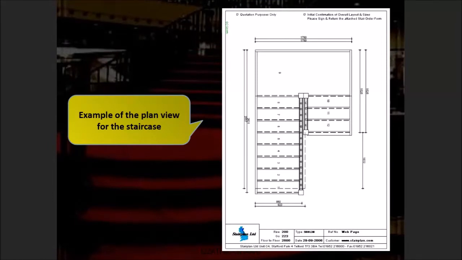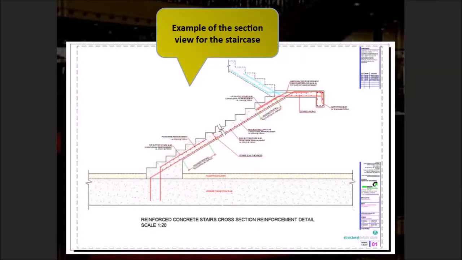Next, I would like to share with you the overview of the plan for the staircase. This is the plan view for the staircase in another drawing. You can see the dimension here. If the drawing is not given with the dimension, it means you have to check the scale ruler and you have to scale.